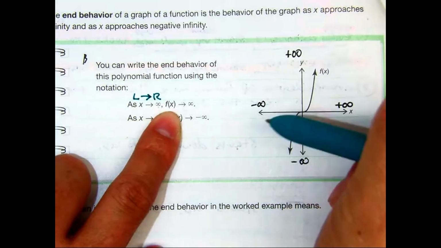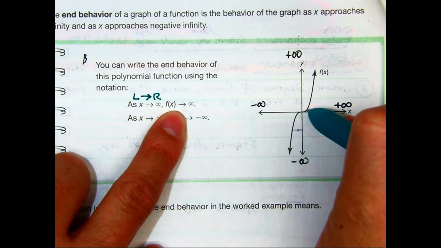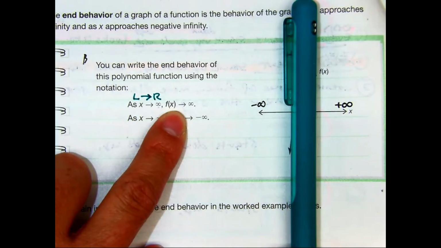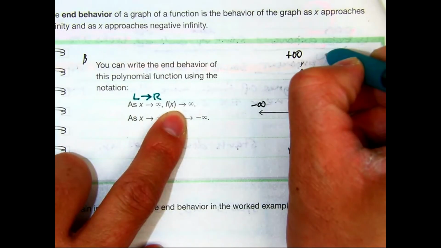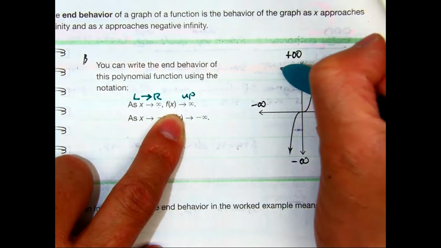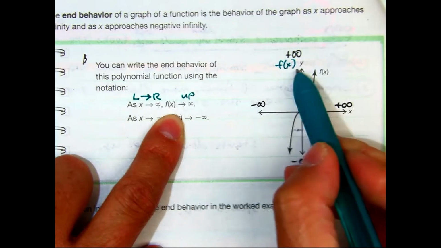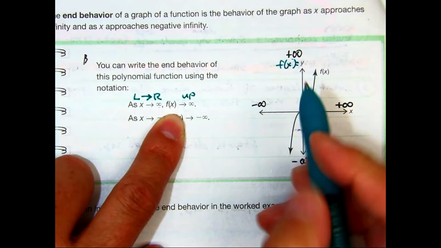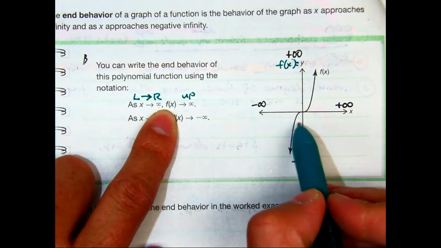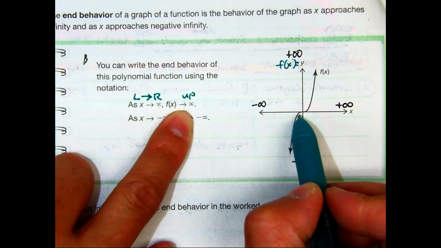In this graph, what happens to our graph as we go towards the right? Does it go up or down? The graph goes up. So f of x is a fancy way of saying y. Go ahead and write that. F of x is a fancy way of saying y. The y numbers, the numbers on the graph, are going up.